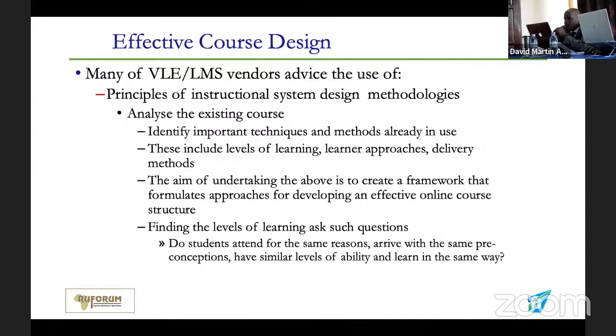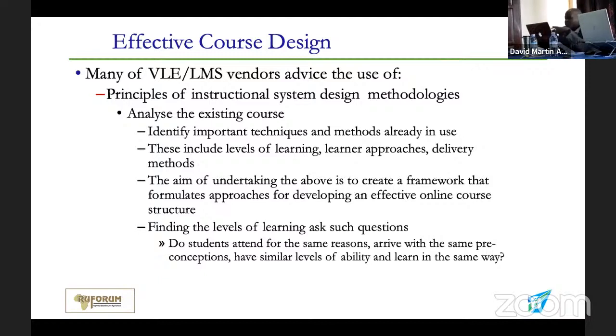Now, as you look at the levels of learning, we look at the approaches and we look at the delivery methods. Those three things are very, very important as you analyze. What are the levels of learning? What are the learning approaches in place? What are delivery methods in place? We are going to look at the three and see what they mean, so that as you analyze, you are able to put it into perspective that this is the approach I'm going to take, this is the delivery method I'm going to take, and these are the levels of learning I'm considering.